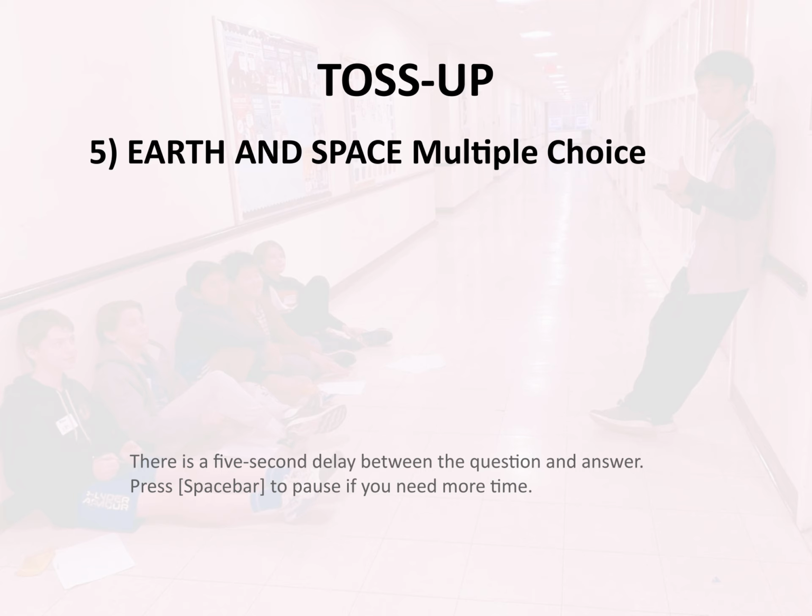Toss-up 5. Earth and space. Multiple choice. Much of Tibet lies in altitudes above 17,000 feet. At such altitudes, which of the following best approximates the percentage of the atmosphere below the Tibetans? W. 10%. X. 50%. Y. 90%. Z. 99%.